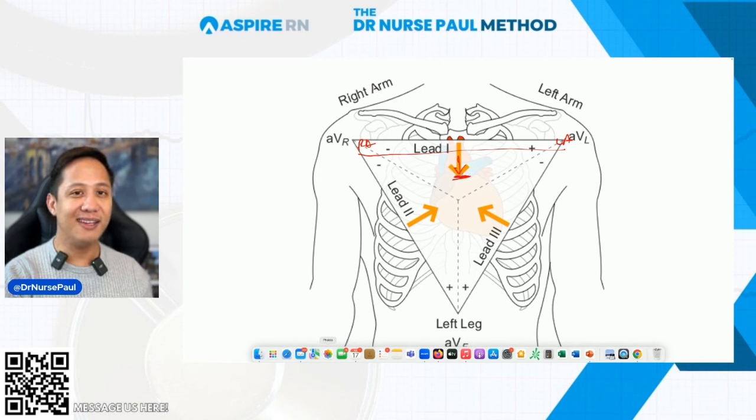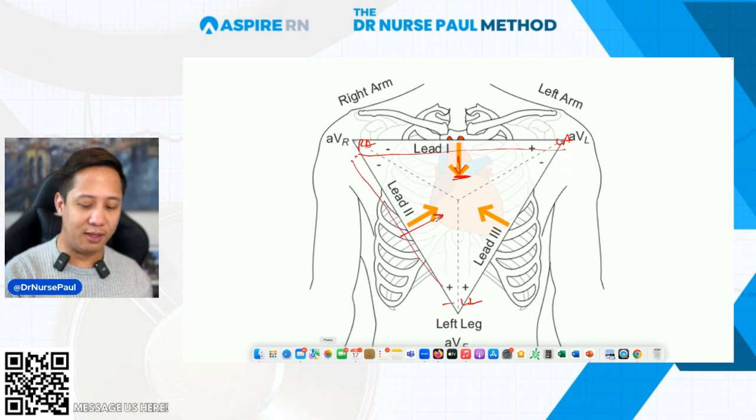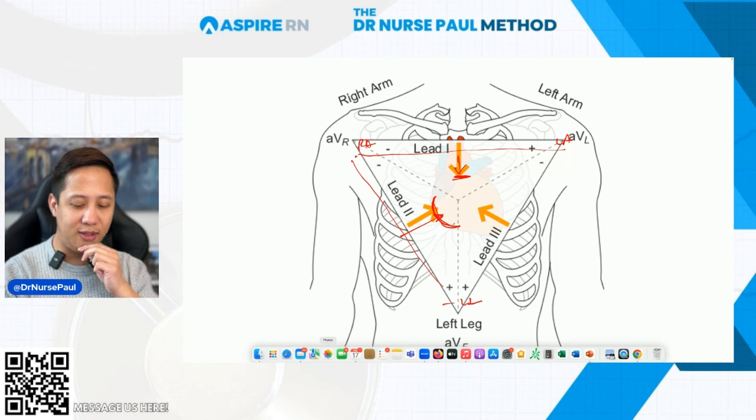Got it? Lead two is the combination of RA and LL, I'm sorry, left leg, right? RA and LL looks at the side portion of the heart. You got it? All right? Lead two.